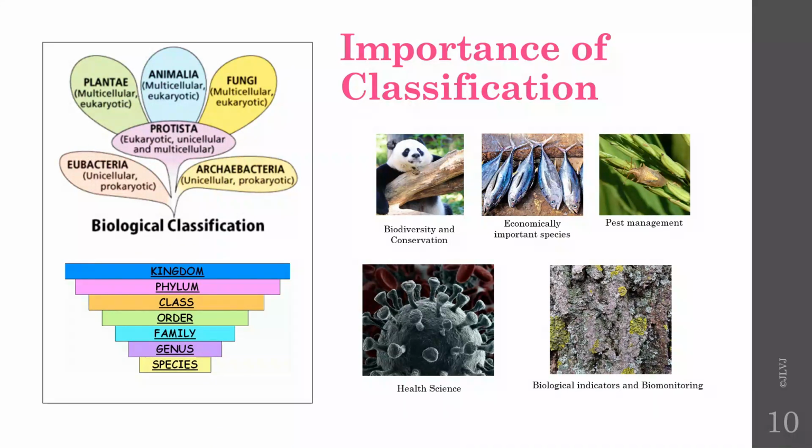Then in pest management, we should know what type of pest it is, and if we have a proper name, then we can start thinking about a proper control measure also. In health science, we know that some cancers are caused by microbes. So such groups need to be identified and understood for better health outcomes. And as indicators and in biomonitoring, we know that there are different groups, and if we are able to classify them properly, then we can exploit this further.